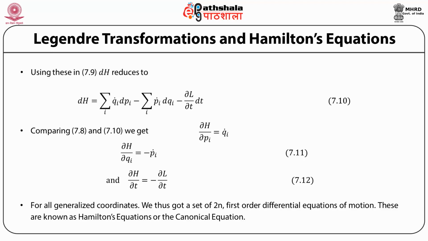So these equations are known as Hamilton's equations or the canonical equations, and the difference, or the advantage, of these equations of motion as compared to the Lagrangian equations of motion is that these are first order differential equations, whereas the Lagrangian equations are second order differential equations. But the price we have to pay to go from a second order to a first order differential equation for the equation of motion is to double the number of equations of motion. So this set of equations is known as Hamilton's equations or the canonical equations of motion.